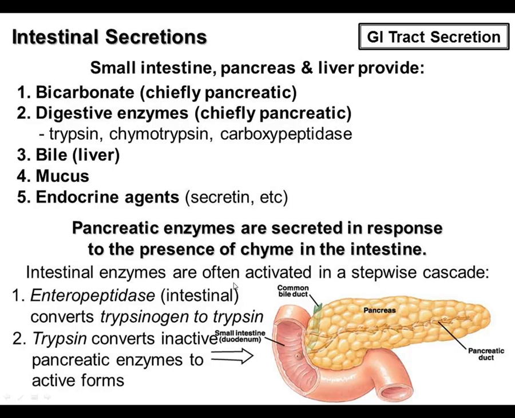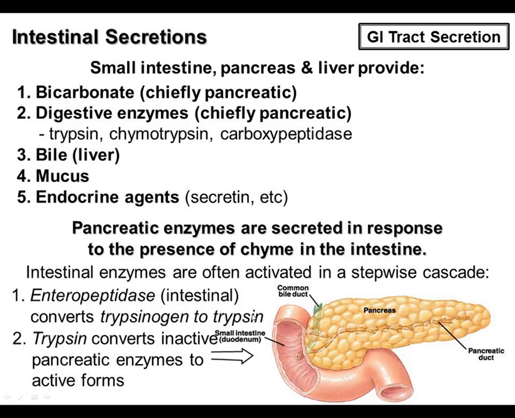So the pancreatic enzymes are secreted in response to the presence of chyme in the intestine. The intestinal enzymes are activated stepwise. So first we have an enzyme called enteropeptidase, and that's coming from the intestine, and that will convert trypsinogen into trypsin.